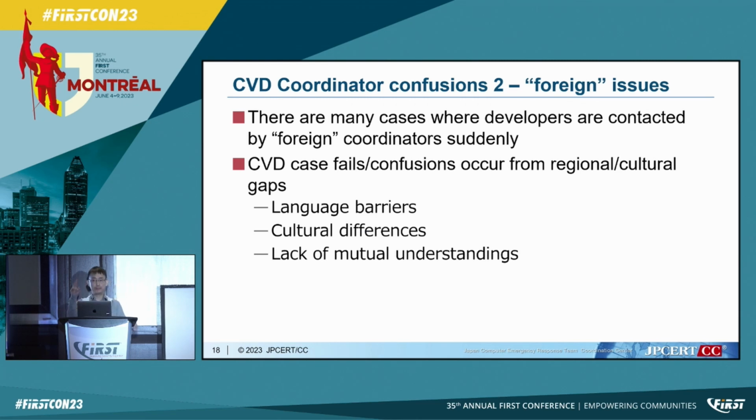Confusion number 2, foreign issues. There are many cases where developers and suppliers are suddenly contacted by foreign overseas coordinators to conduct CVD. And the CVD case fails or confusions occur from regional and cultural gaps. The gaps are things like language barriers, cultural differences, lack of mutual understanding, things like that.